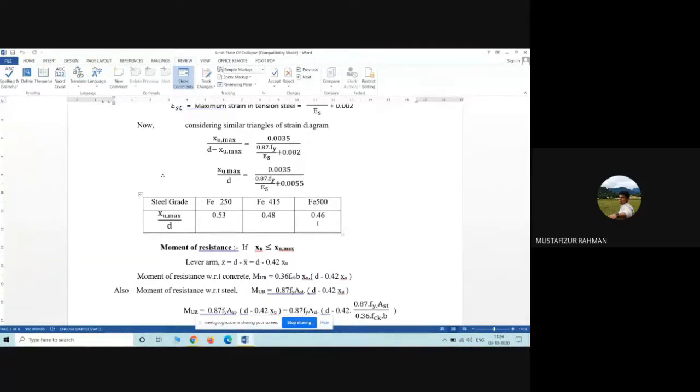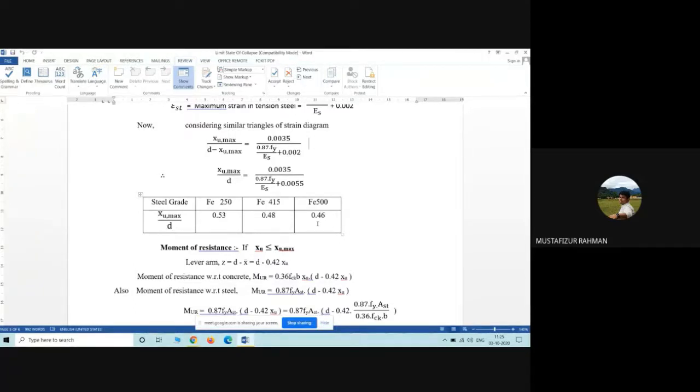Xu maximum by D, or the critical neutral axis depth ratio, is dependent on: if they give four options, number 1 yield stress of steel, yield stress of concrete, both yield stress of concrete and steel, none of the above. It is a multiple choice question. So your answer will be only the yield stress of steel, Fy, because Es is constant.